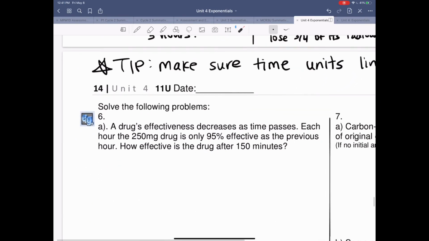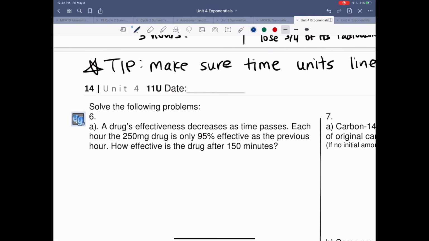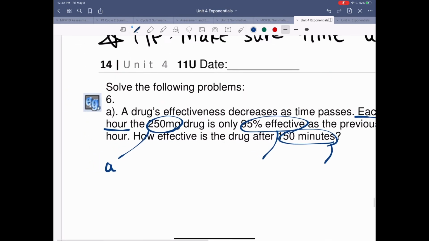So question 6. Question 6a says a drug's effectiveness decreases as time passes. Each hour, the 250 milligram drug is only 95% effective as the previous hour. How effective is the drug after 150 minutes? So let's interpret everything. So 250 milligram is the initial amount of the drug. It says also that each hour this is being affected. The effectiveness of the drug is being affected depending on the amount of hours.